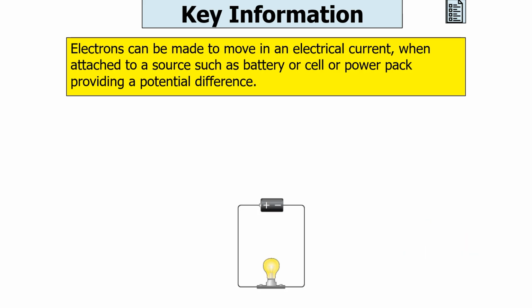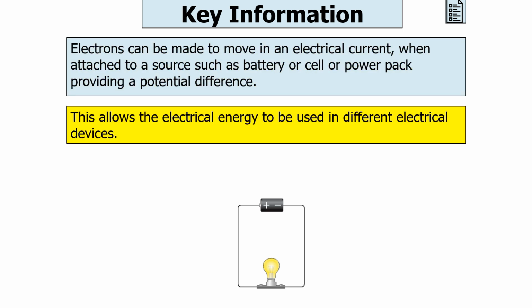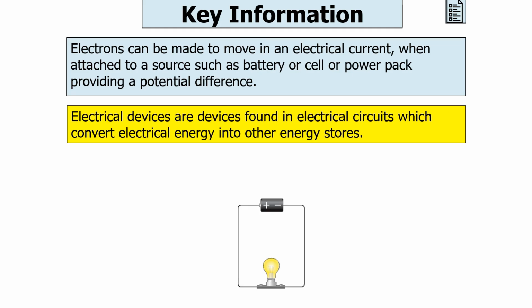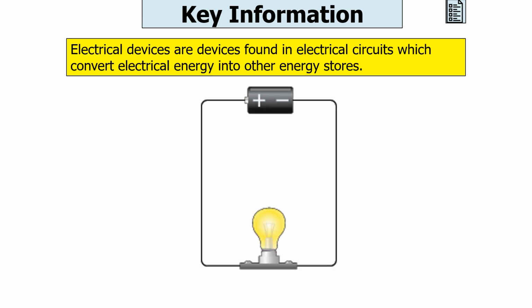Now, electrons can be made to move in an electrical circuit when attached to a source such as a battery or a cell or a power pack, providing a potential difference. So this allows our electrical energy to be used in different electrical devices. Now, electrical devices are devices found in electrical circuits which convert electrical energy into other energy stores. So as you can see in this particular diagram here, you can see our electrical device of the bulb.